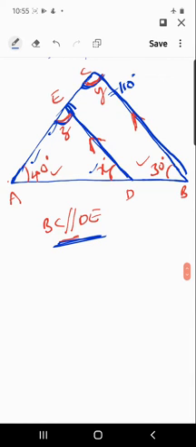Corresponding angles are always equal. That means Y is equal to Z. Already the Y value we know is 110. What about Z? Z is also 110. And here also you see BD is the transversal. Then angle B and angle X, these two are corresponding angles. By that, angle X is equal to 30.